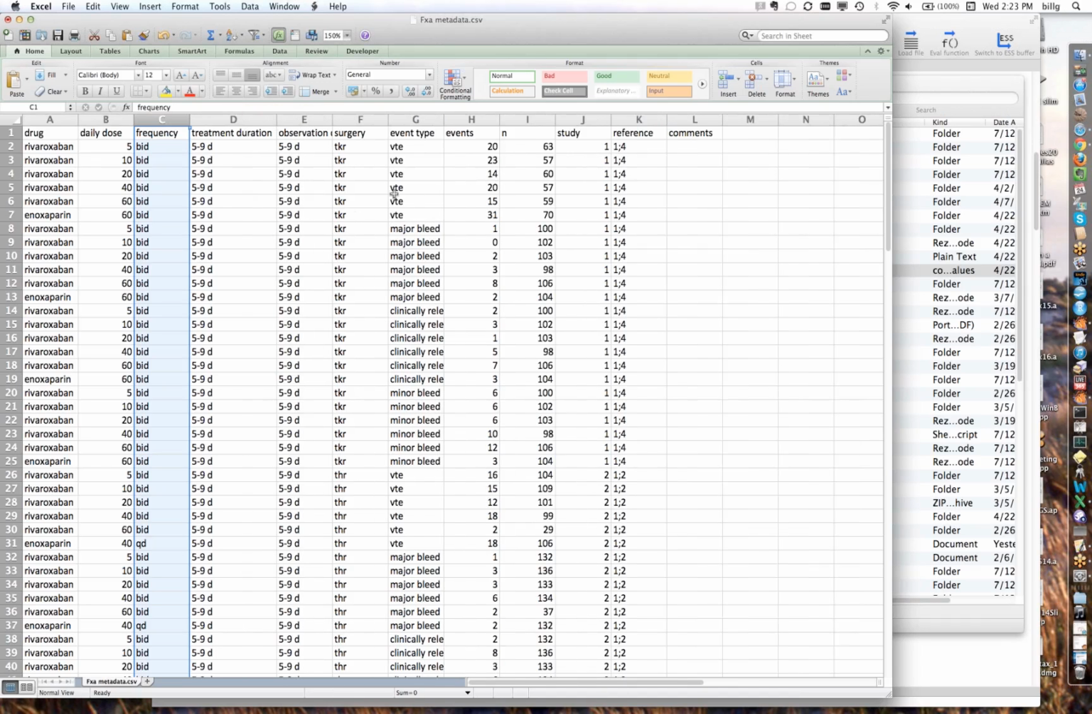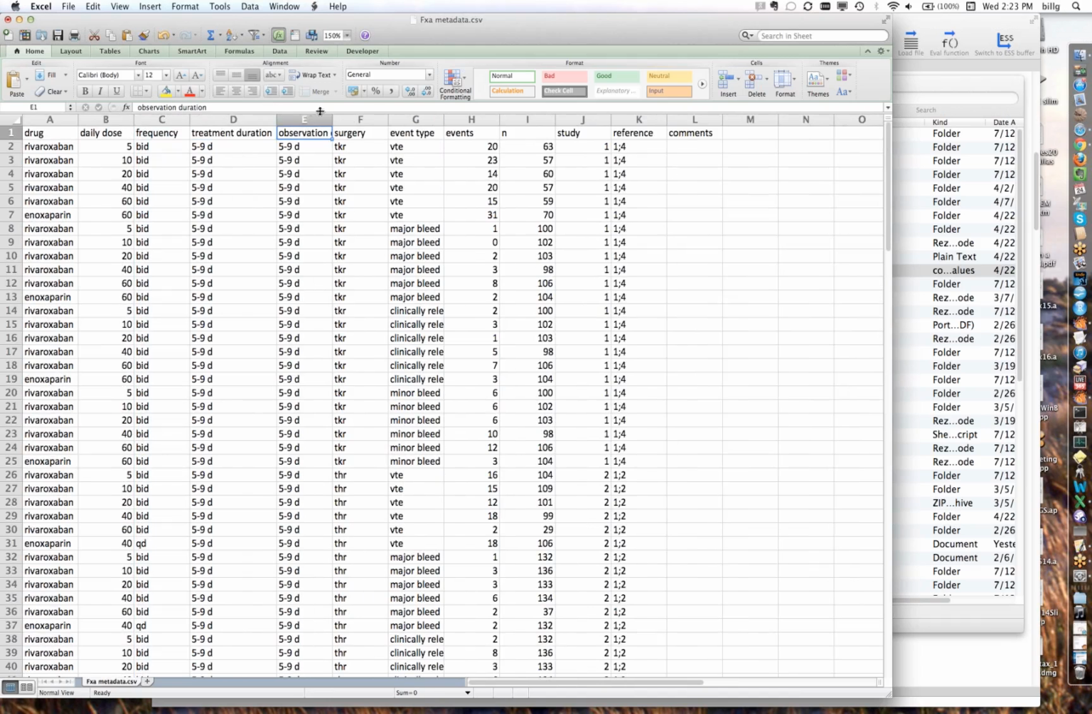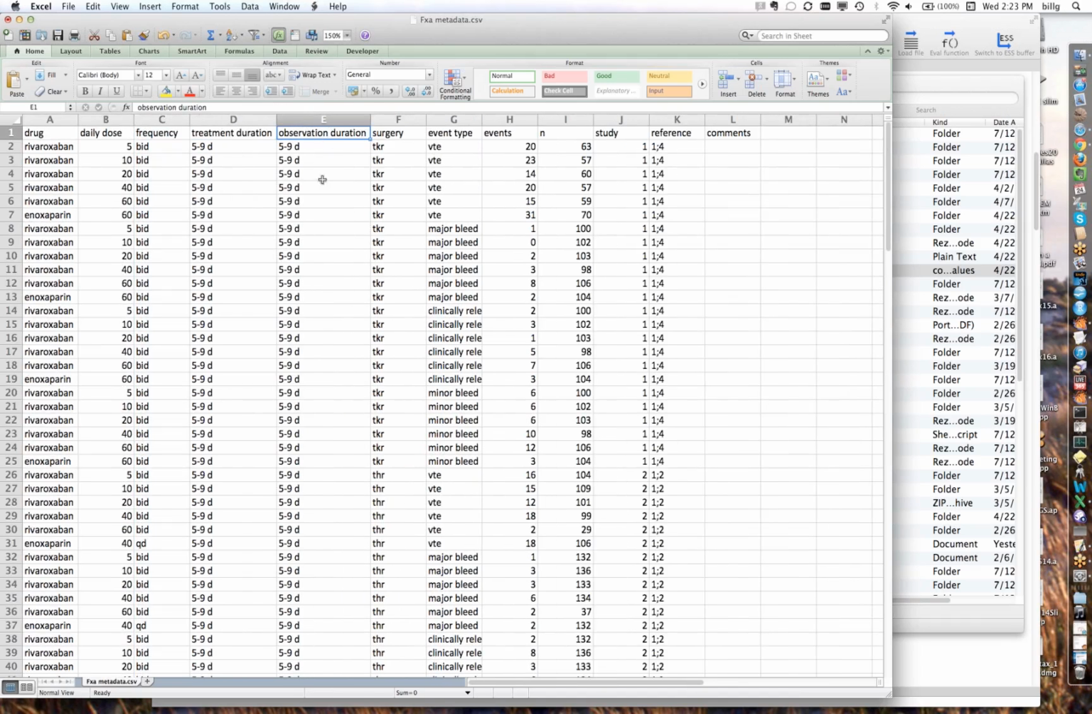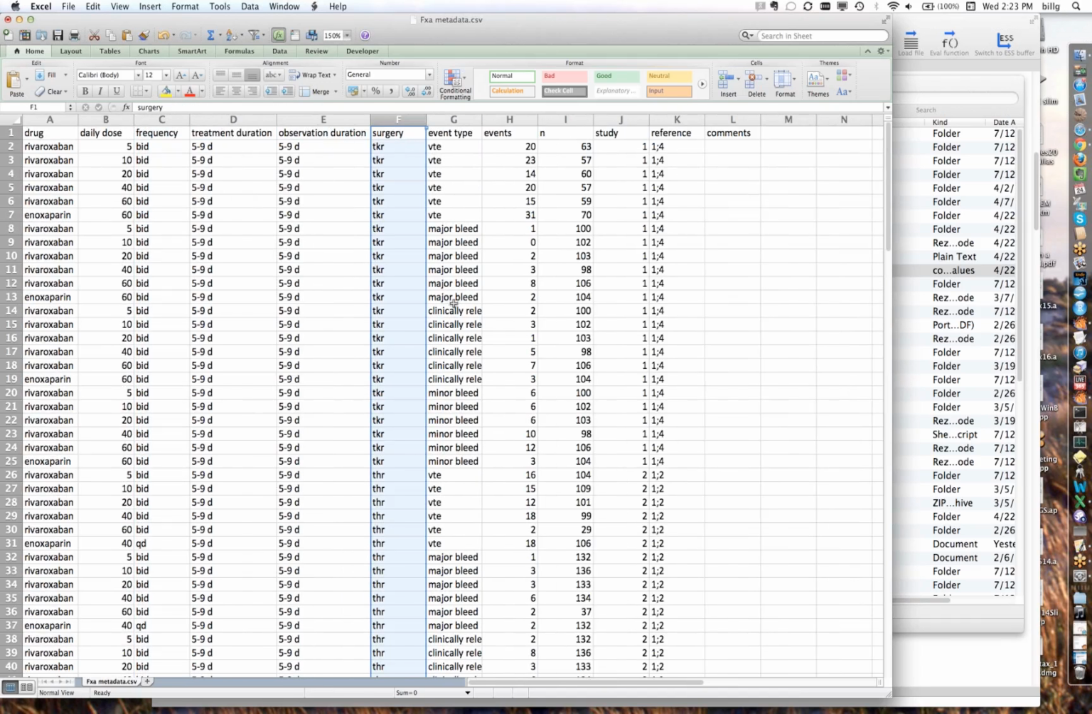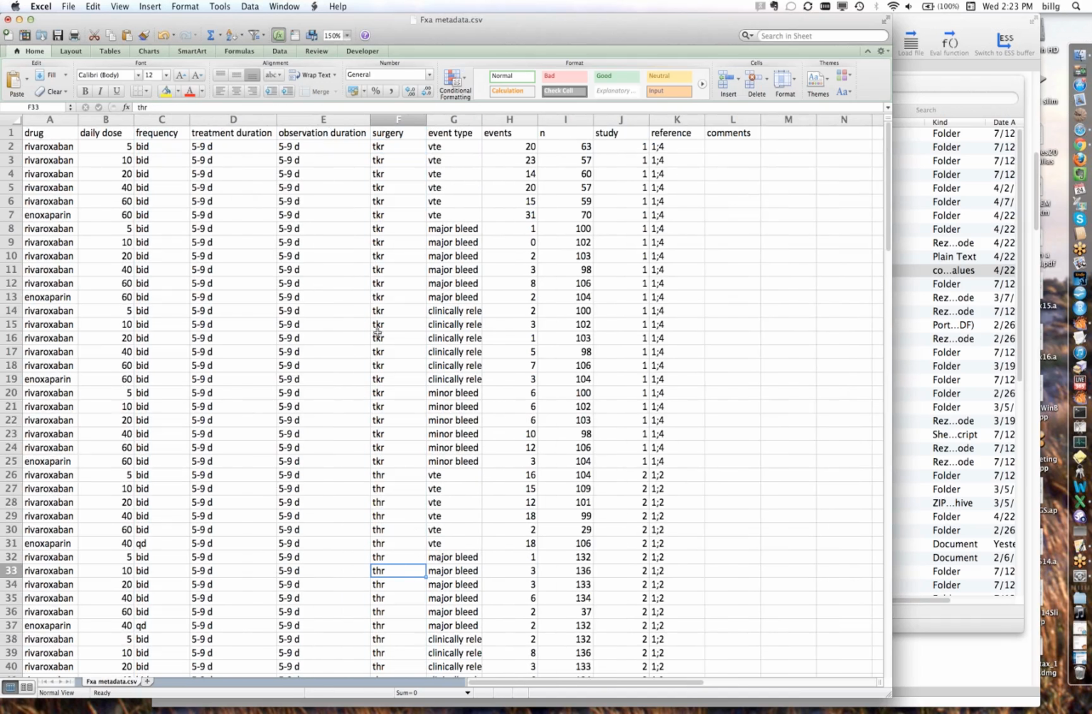Treatment duration, again, in the model I've got here, hasn't been used. It's the treatment duration as well as the observation duration, which is probably even the more critical one. As I say, there were two surgeries represented, either total knee replacement or total hip replacement, and that's why you see something called TKR and THR in here. In the model I'm doing right here, I'm lumping them together and not trying to characterize the differences.